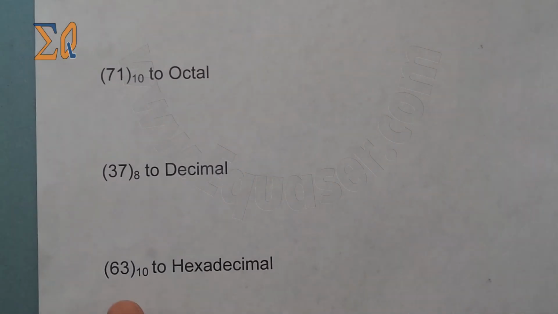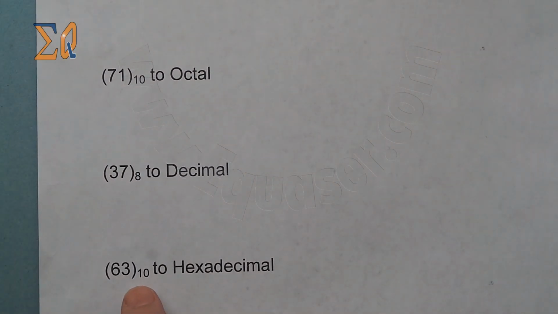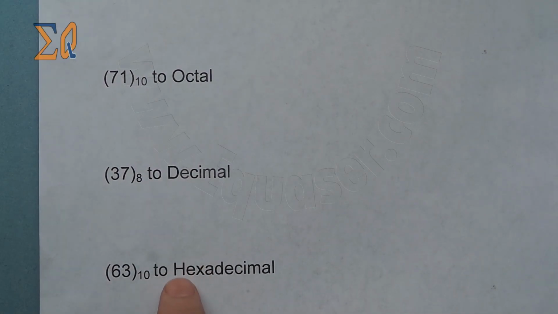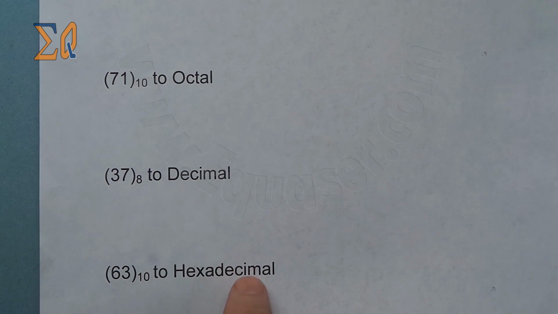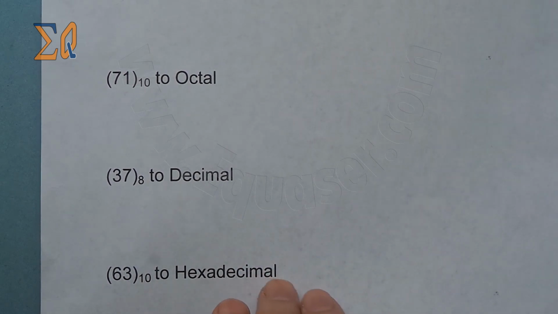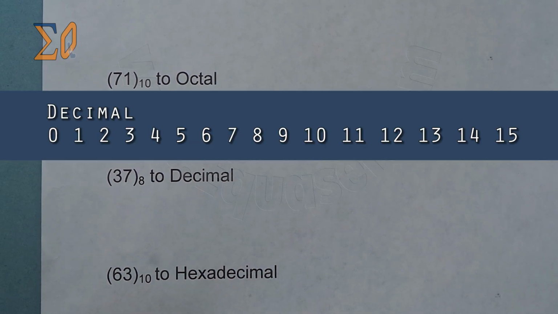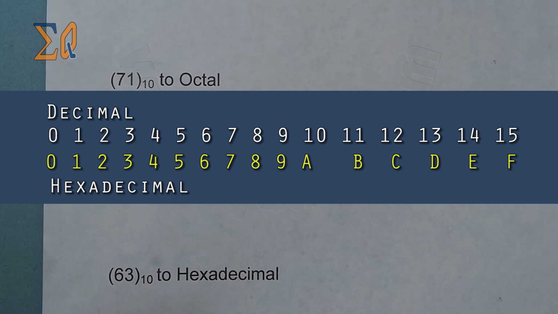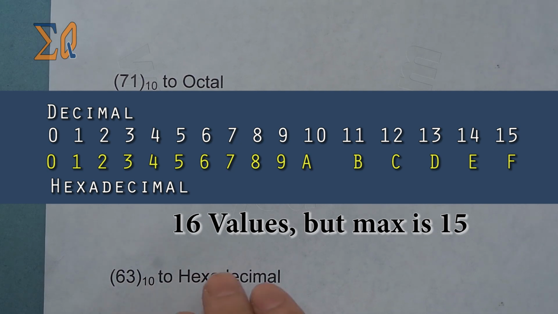So let's convert 63 decimal to hexadecimal. Hex refers to 16 and decimal refers to 10, so hexadecimal is base 16. In base 16 it starts from 0 to 9, and then for 10 they have A, for 11 B, C, D, E, F, up to 16.